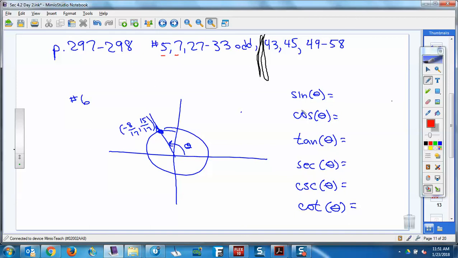Here's one of them. What would be the sine of this angle? What would be the sine of theta here? 15 over 17. It's the y, right? Easy, yes. What's the cosine? Negative 8 over 17. Yes. What's the tangent?